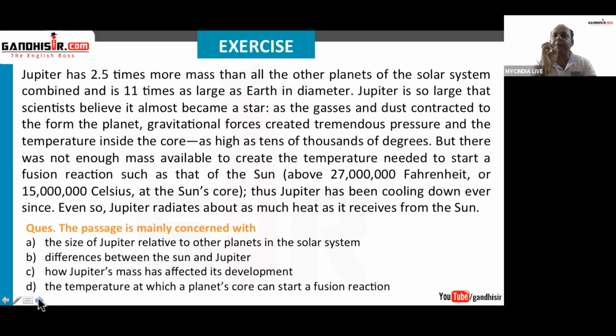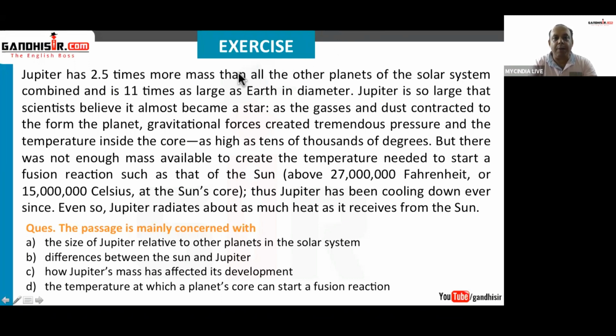तो मुझे पहले अपना paragraph समझना है कि पूरे paragraph के अंदर क्या बताया गया। Jupiter के बारे में बताया गया, Jupiter की explanation बताई गई, कि किस तरह से the gases and dust contracted to form the planet। उसके बाद लास्ट में बताया गया, thus Jupiter has been cooling down ever since, तब से वो खत्म होता जा रहा है। Even so, Jupiter radiates about as much heat received from the sun. But you see, I just make you understand by the pointer now.